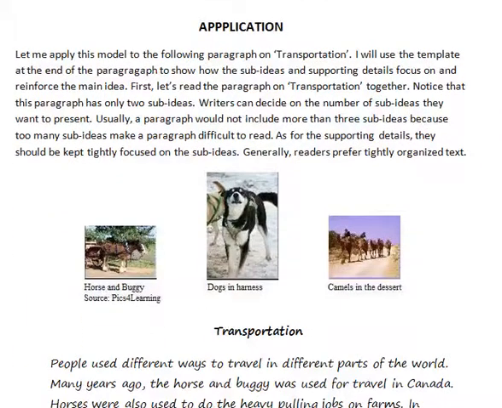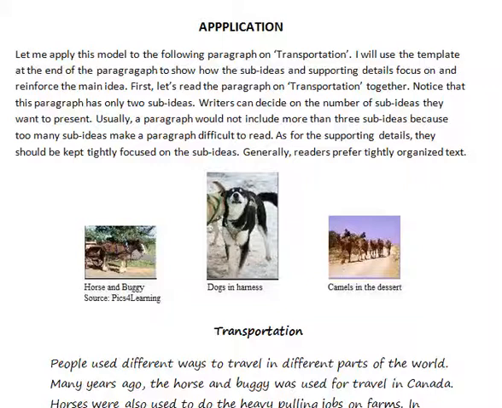Application. Let me apply this model to the following paragraph on transportation. I will use the template at the end of the paragraph to show how the sub-ideas and supporting details focus on and reinforce the main idea. First, let's read the paragraph on transportation together. Notice that this paragraph has only 2 sub-ideas.